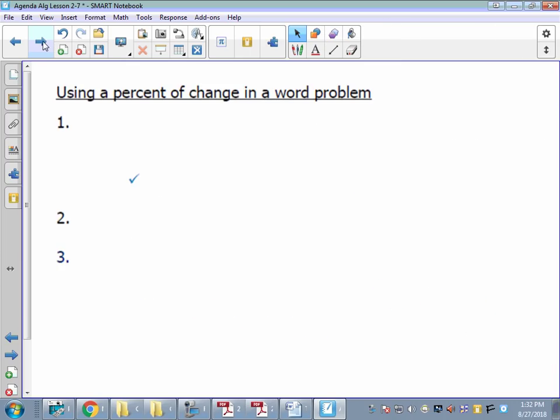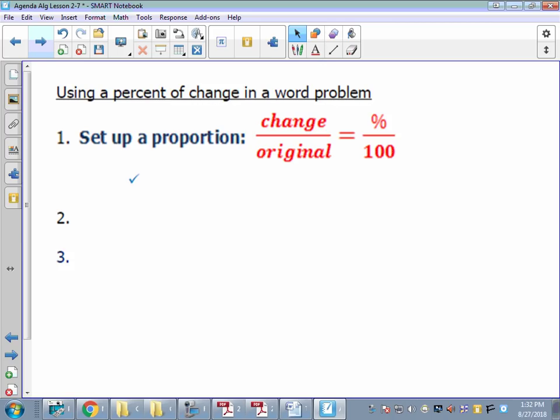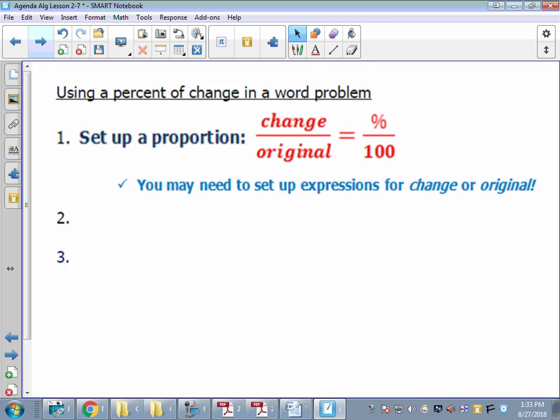All right, now the next part is using percent of change in a word problem. So when we try to do this, the first step we want to do is set up a proportion. We've got our change, the difference over the original amount, and then we're going to set it equal to the percentage over 100. So change over the original amount in a proportion set equal to percentage over 100. And you might need to set up expressions for the change or the original, depending on what happens. There may be some addition and subtraction that has to happen.